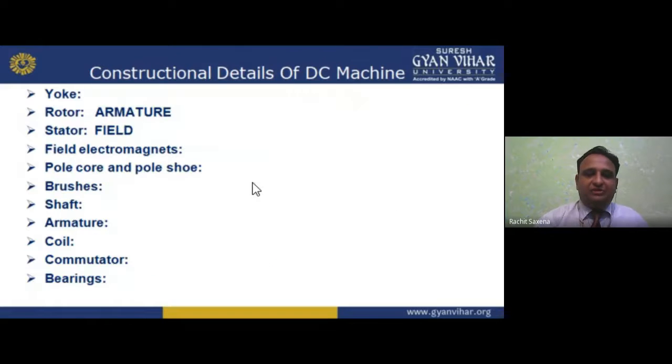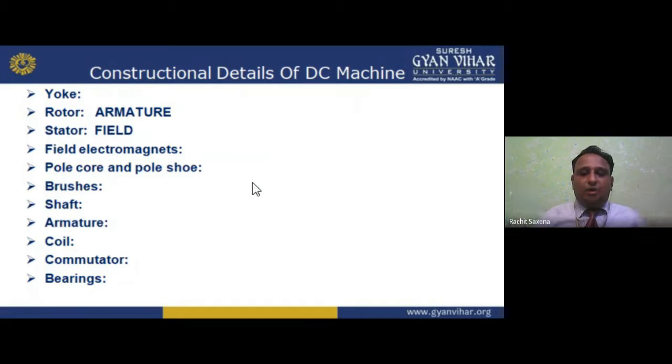Now moving forward. If I am talking about the machine, my dear students, construction detail is a very important part. If I don't know the construction, how can I judge the working of it? If I don't know about a person, how can I judge their characteristics? If I see a person, personality is important for us, so we can judge from it. The construction part is basically a part of the personality also.